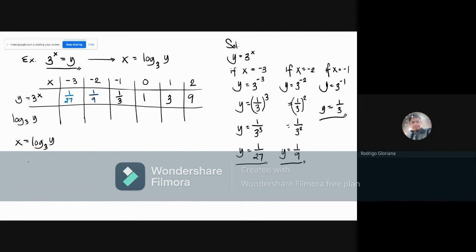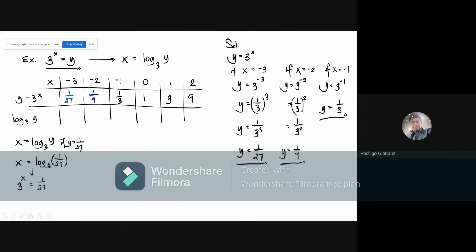Since my y is 1/27, we have now x equal to logarithm of 3, then 1/27. Since y is equal to 1/27, as we do this, we translate this to exponential. Okay? So, what is my base? 3. What is the exponent? x. Then, what is the product? 1/27.